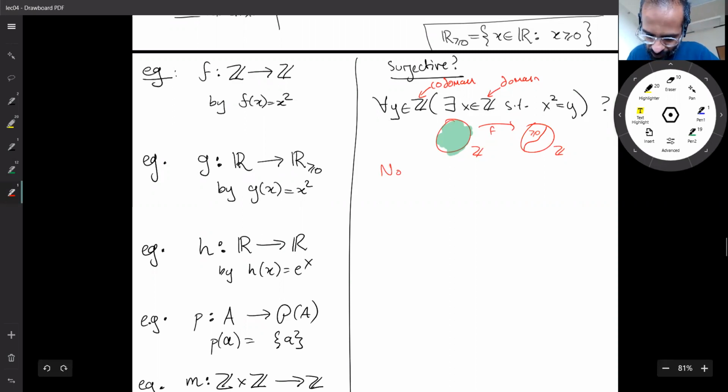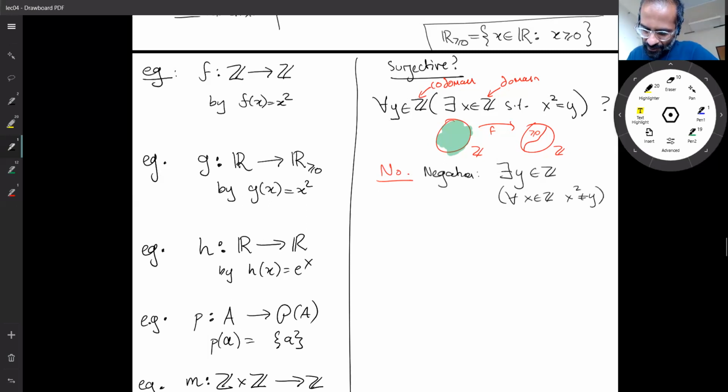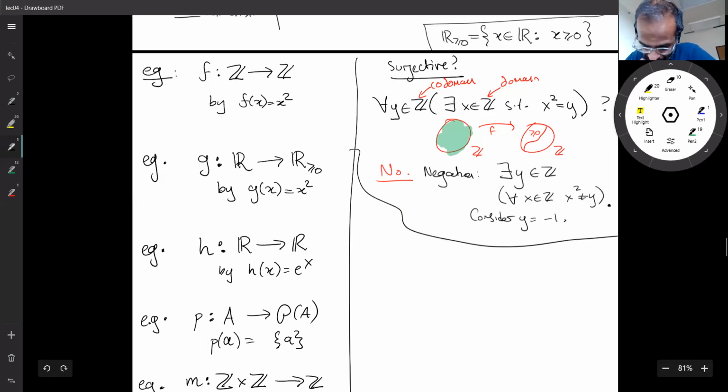And so the answer is no, because the negation of this statement is true. So how would I prove that it's not the case? Well, I have to prove the negation, right? So the negation is that there exists a y in Z such that for all x in Z, x squared is not equal to y. And well, the proof of that is just consider, let's say y equals -1. So that was just the first example. Is this surjective? Let's look at the second example.